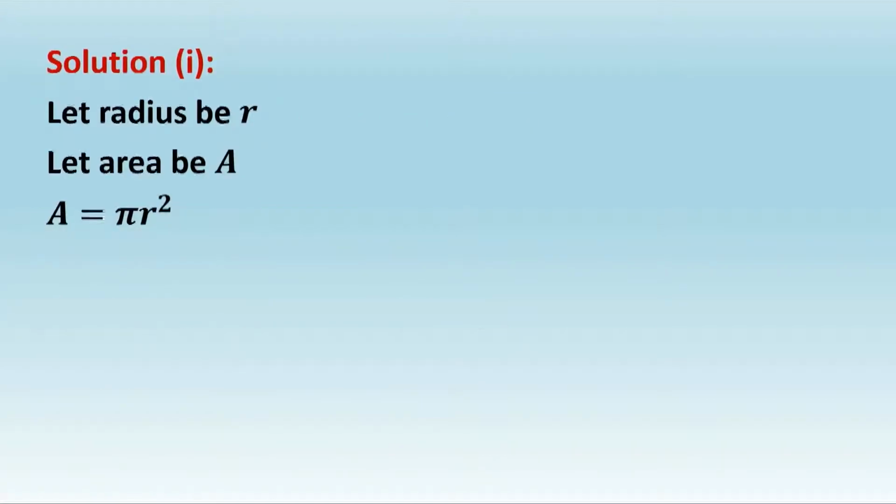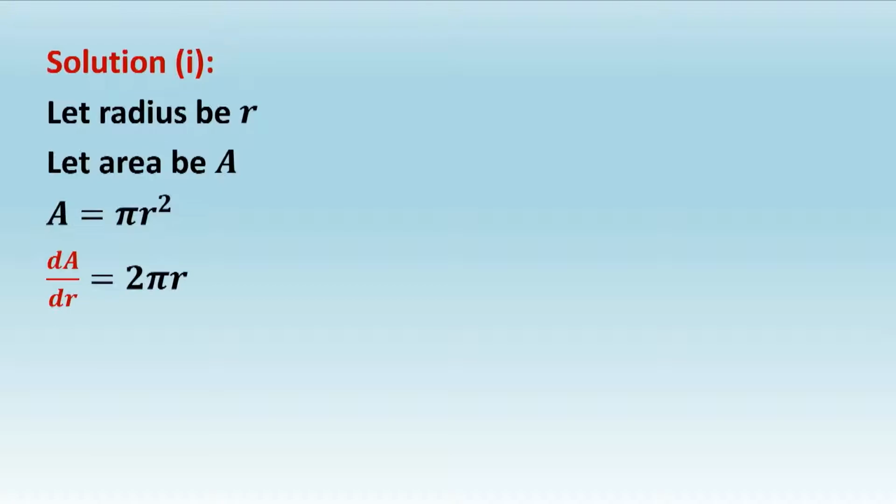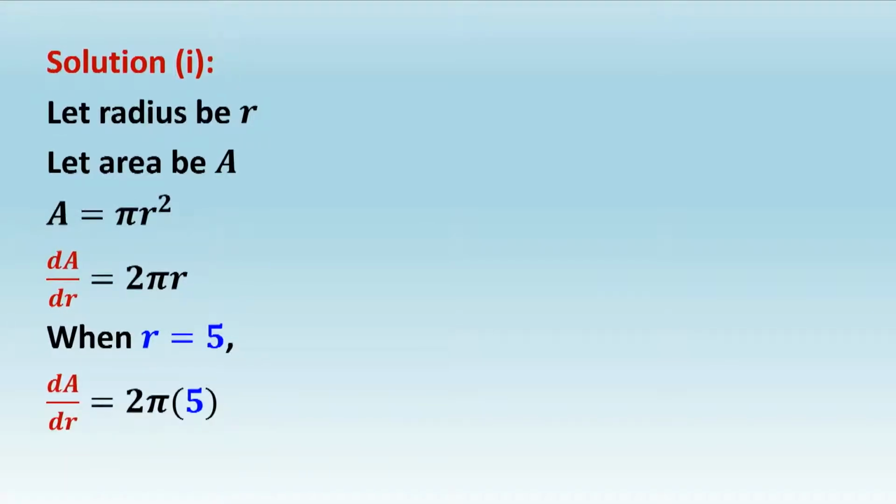Let radius be r and area be A. A is equal to pi r squared. dA by dr is equal to 2 pi r. When r is equal to 5, dA by dr is equal to 2 pi multiplied by 5. Evaluating this, we get 10 pi.